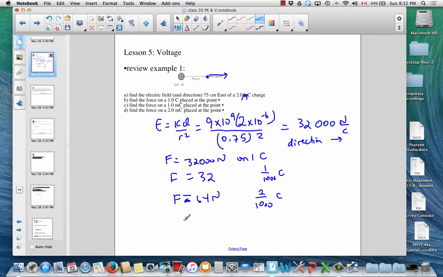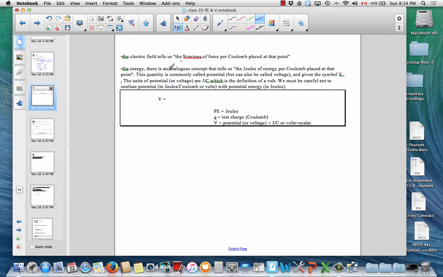So what we see then is that electric field is the ratio of force per charge. It's the amount of force you'd have, the amount of newtons you'd have, if you put a coulomb at that point. The reason we go through this is that electric potential, or voltage, is similar. So electric field is the newtons per coulomb. For energy, we're going to define an energy field, the joules of energy per coulomb placed at that point. And so that's a ratio of potential energy over charge. It has units of joules per coulomb, and we define that as being a volt.